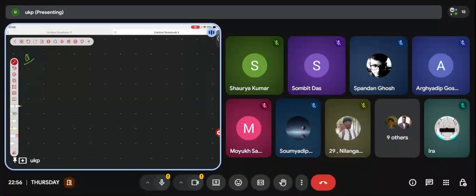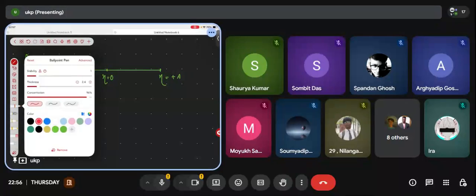Okay, let's start with the cakewalk problem first. Suppose I have a situation. Let's start with the most basic one. Suppose there is a particle which is performing linear simple harmonic motion. Suppose the mean position is x equal to 0, the rightmost extreme position is x equal to plus A, the leftmost extreme position is x equal to minus A.